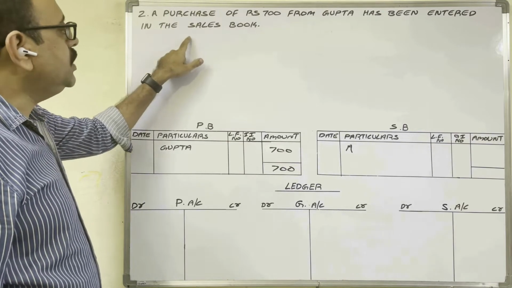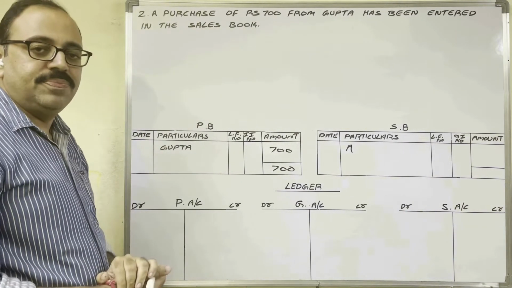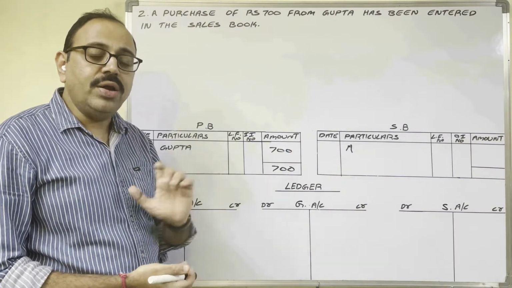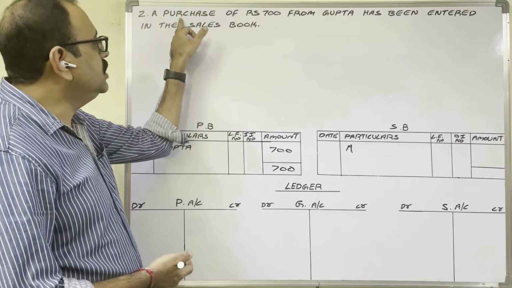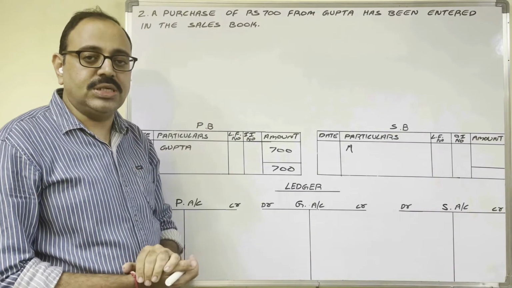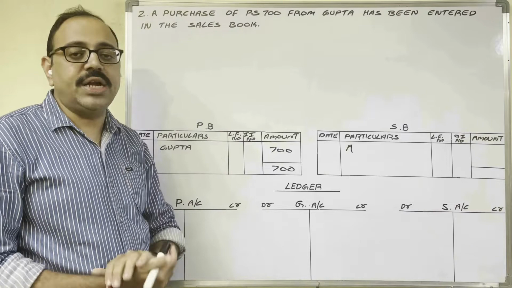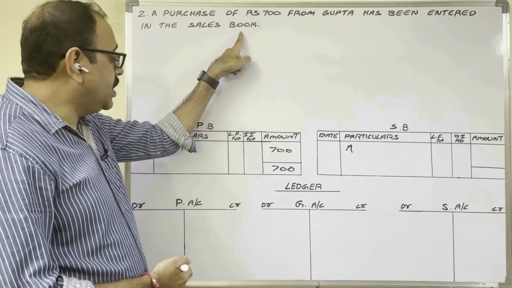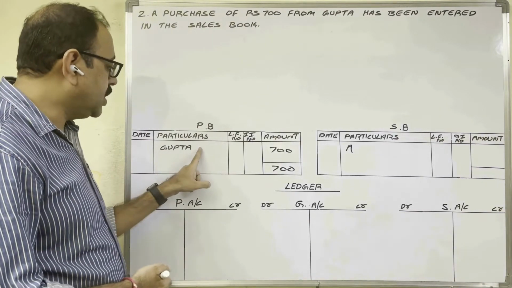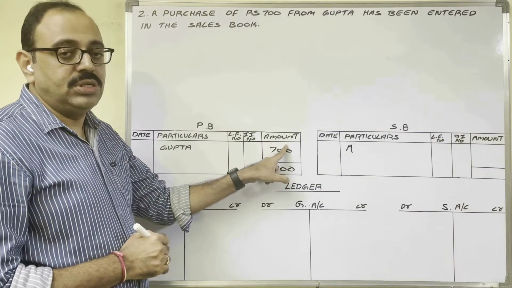Second point, a purchase of 700 rupees from Gupta has been entered in the sales book. This is purchase transaction. Goods are purchased on credit because with the purchases transaction, supplier's name is given. So this is credit purchase. When goods are purchased on credit and when subsidiary books are maintained by the firm, firm should record the transaction in purchase book. This is purchase book format. Date, particulars, ledger folio number, inward invoice number and amount.